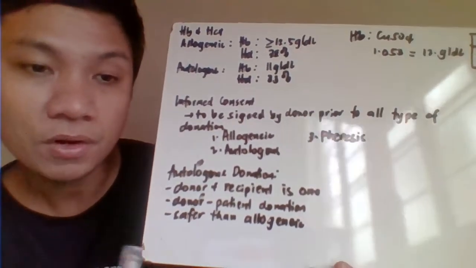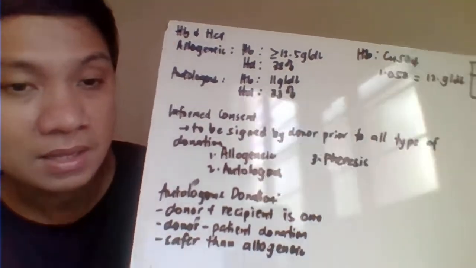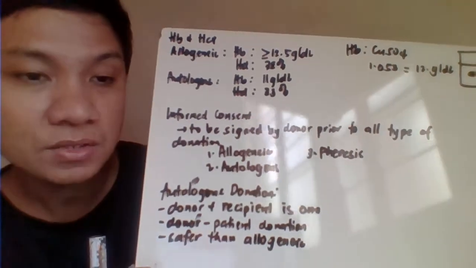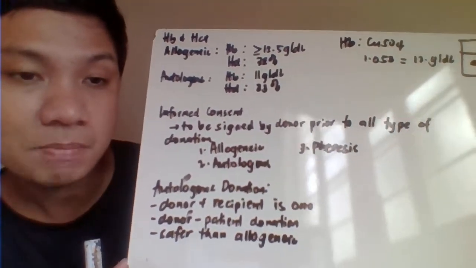Okay, for our autologous donation, so pag sinabing autologous donation, ikaw ang donor ng blood, ikaw din ang recipient. So our hemoglobin requirement should be at least 11 grams per dL. For our hematocrit, it should be at least 33%.